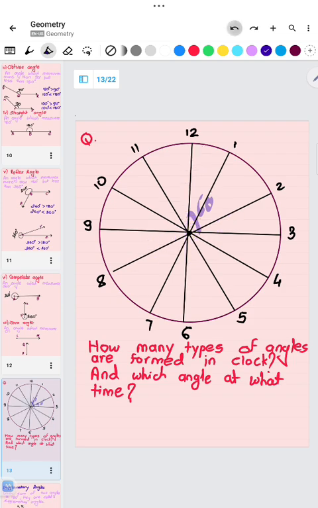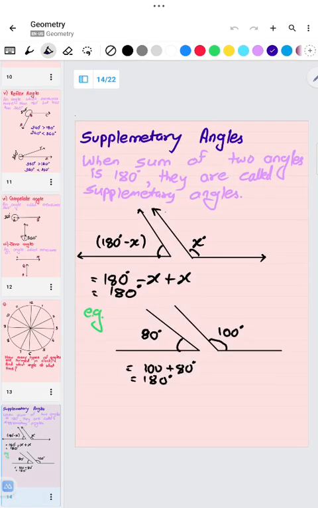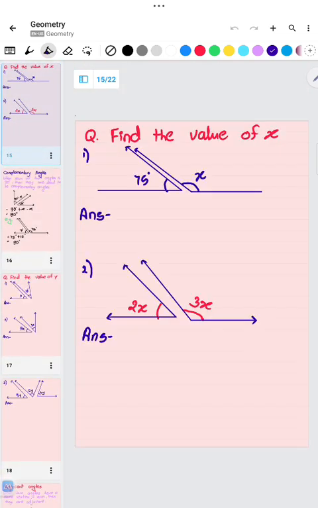Next, supplementary angles. When sum of two angles is 180 degree, then they are called as supplementary angles. Here, when two angles merge, 180 degree minus x plus x. Okay, minus x plus x cancelled and gives 180 degree. Okay, for example, 80 degree and 100 degree. It gives 180 degree.